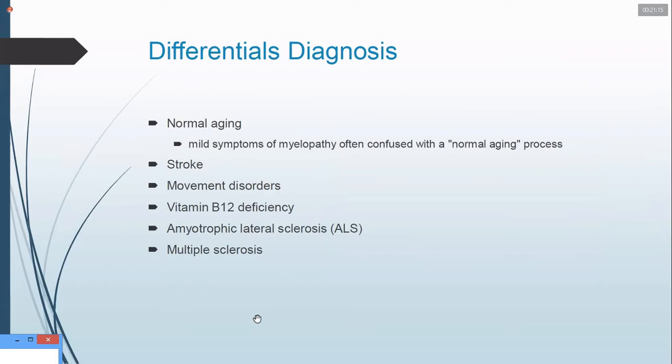Differential diagnosis of cervical myelopathy. One is the normal aging process. When there is cerebral atrophy, people might come with similar signs and symptoms. We need to rule that out. And stroke, yes, cerebrovascular accident we call it. And movement disorders, vitamin B12 deficiency, amyotrophic lateral sclerosis, multiple sclerosis, and these all need to be differentiated before taking up the patient for surgery.